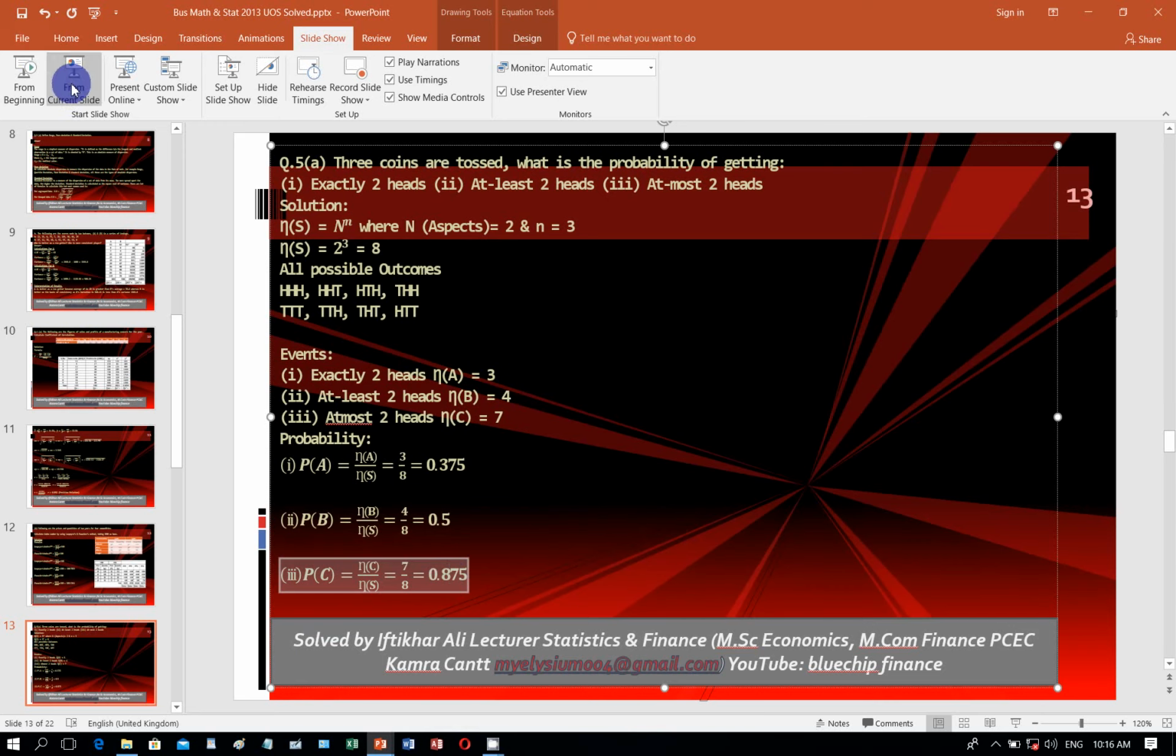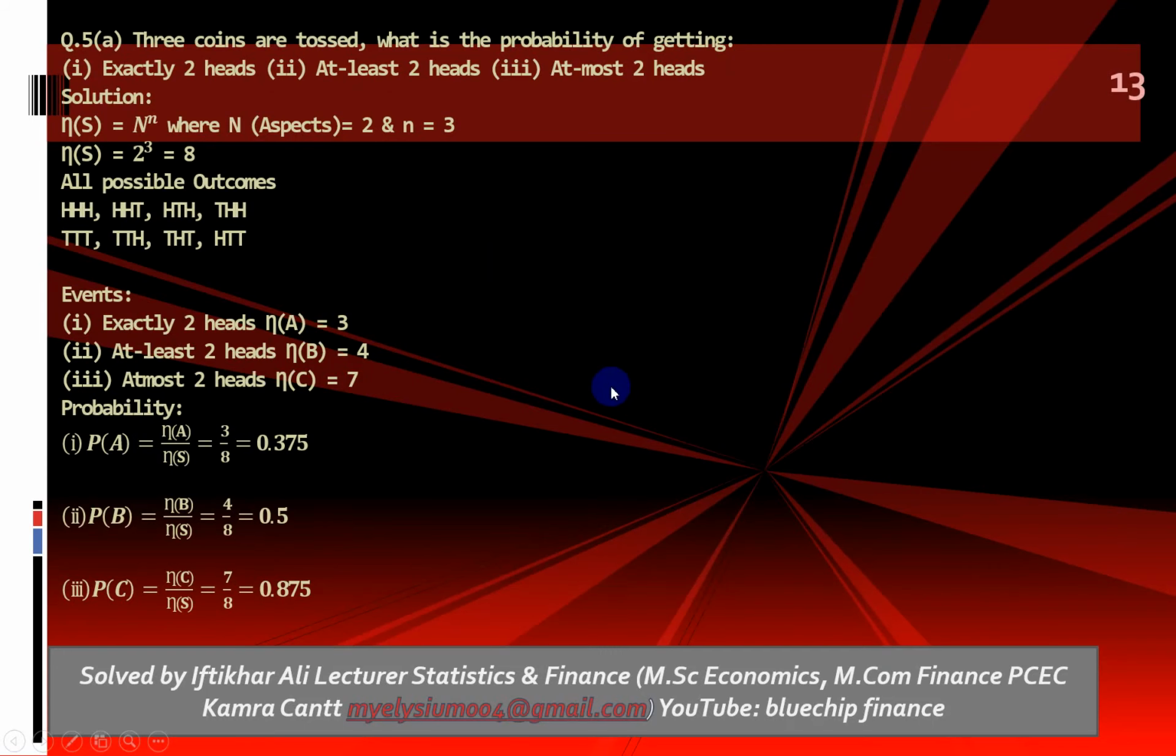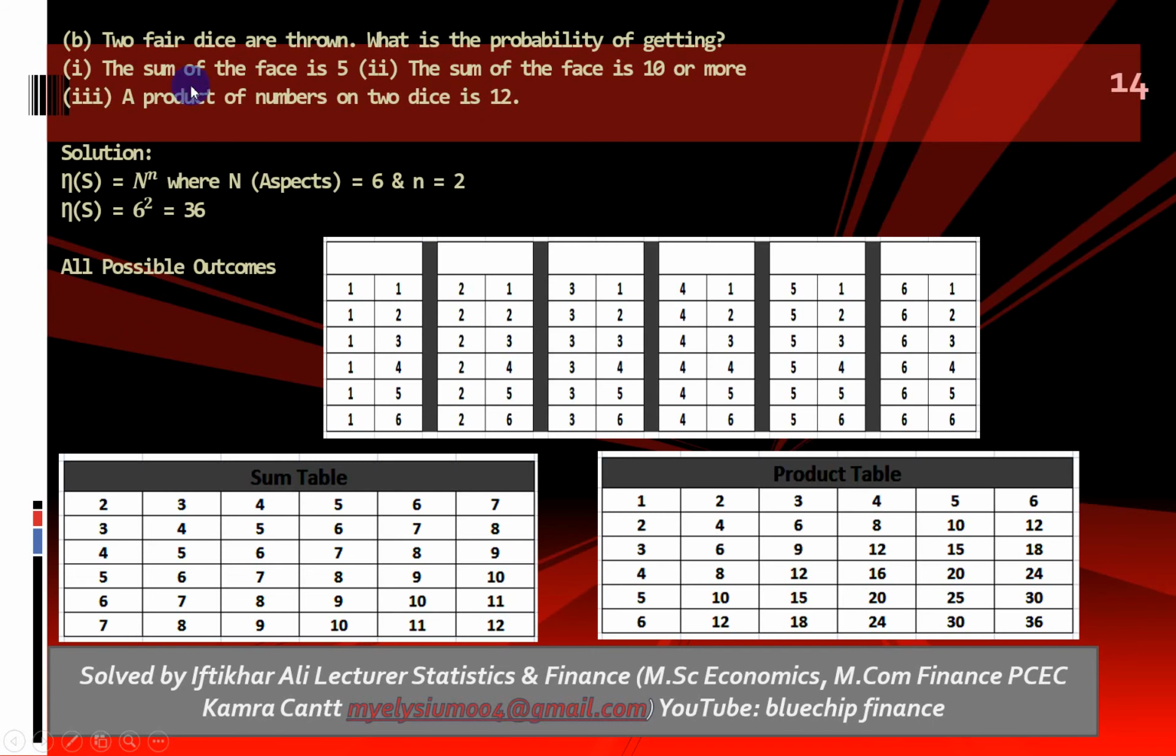After that, now we move to the B part. 2 fair dice are thrown. What is the probability of getting: the sum of the faces is 5, the sum of the faces is 10 or more, a product of numbers on 2 dice is 12. So here, according to the question, we need a sum table and we also need a product table.